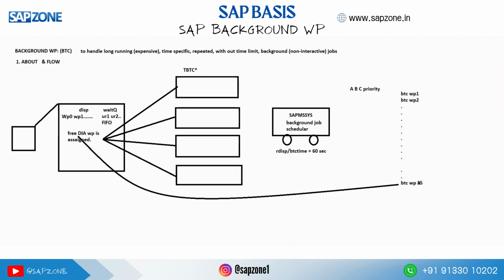Then the Dialog work process will assign or give the response back to the user on the GUI. So now again I'm giving the numbering. The user request is created here. Number 1, number 2, number 3, number 4, number 5, number 6, number 7, based on the ABC priority.